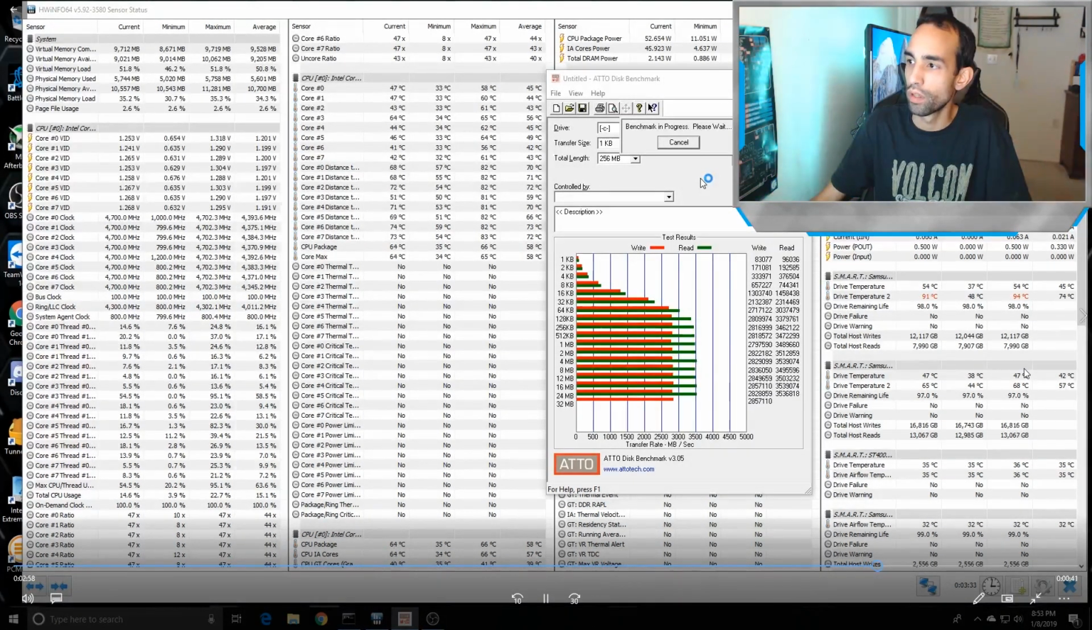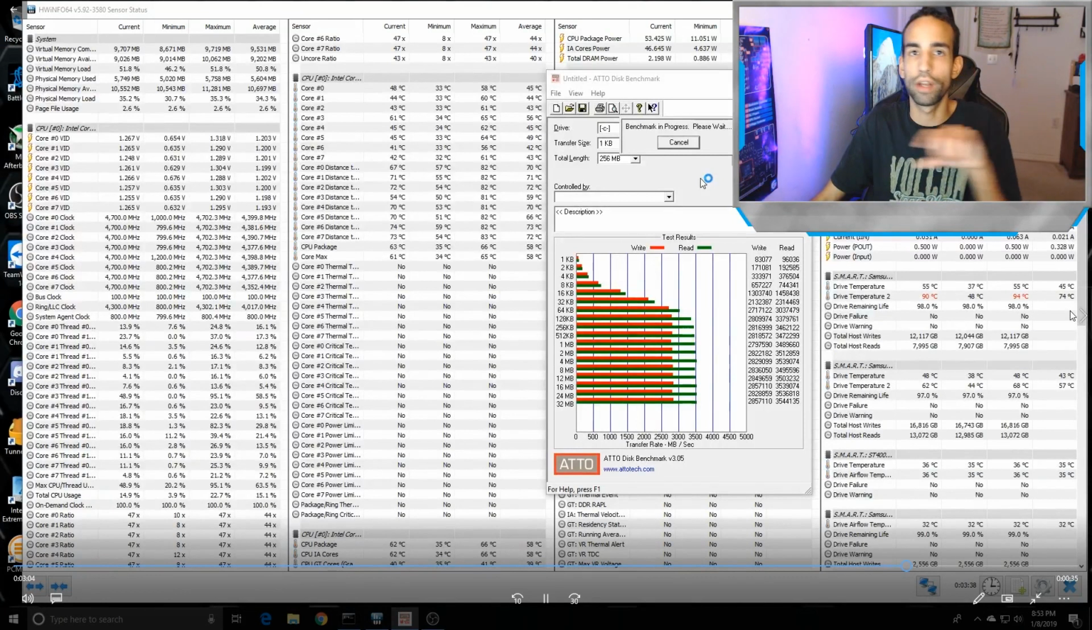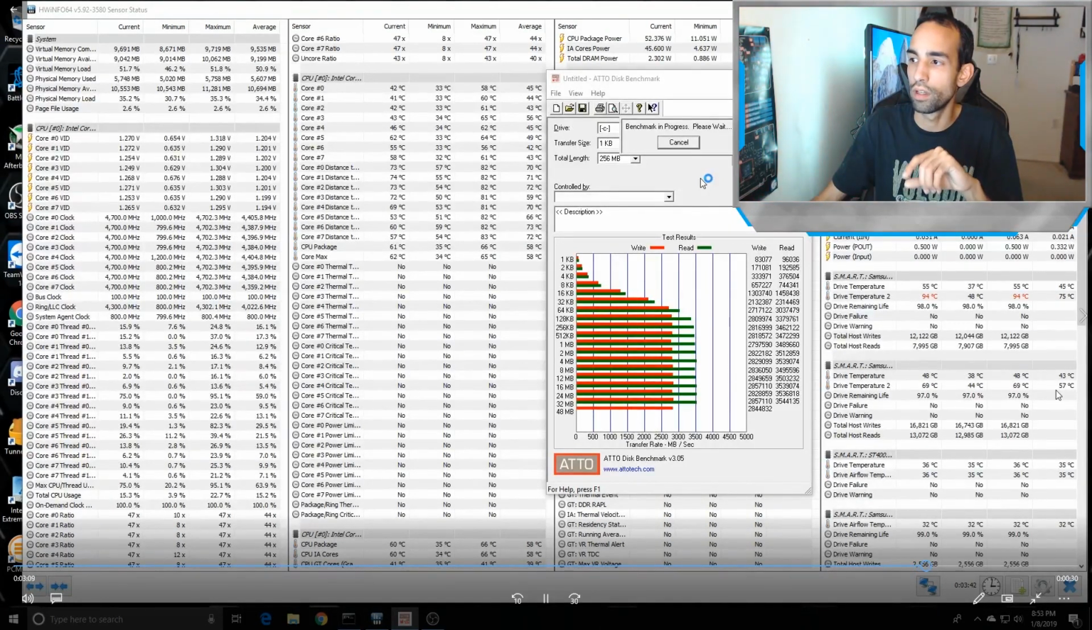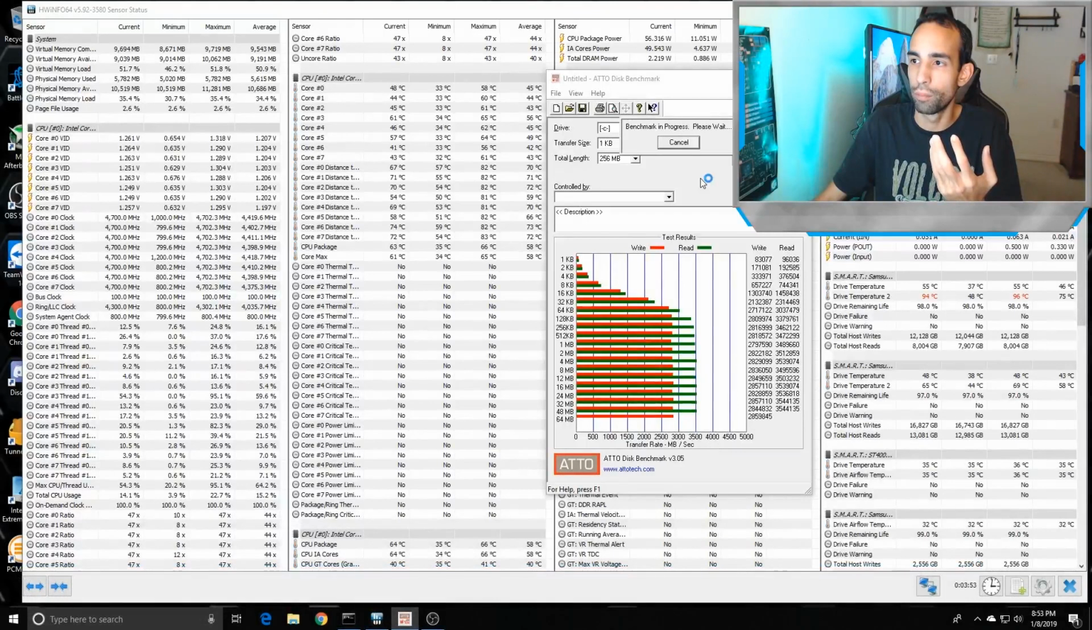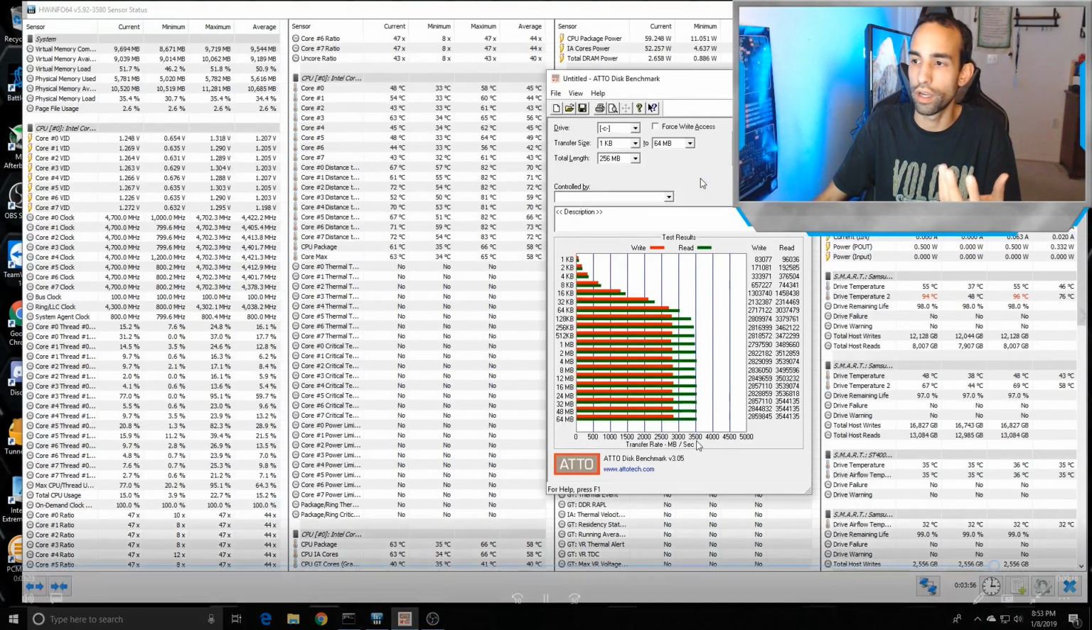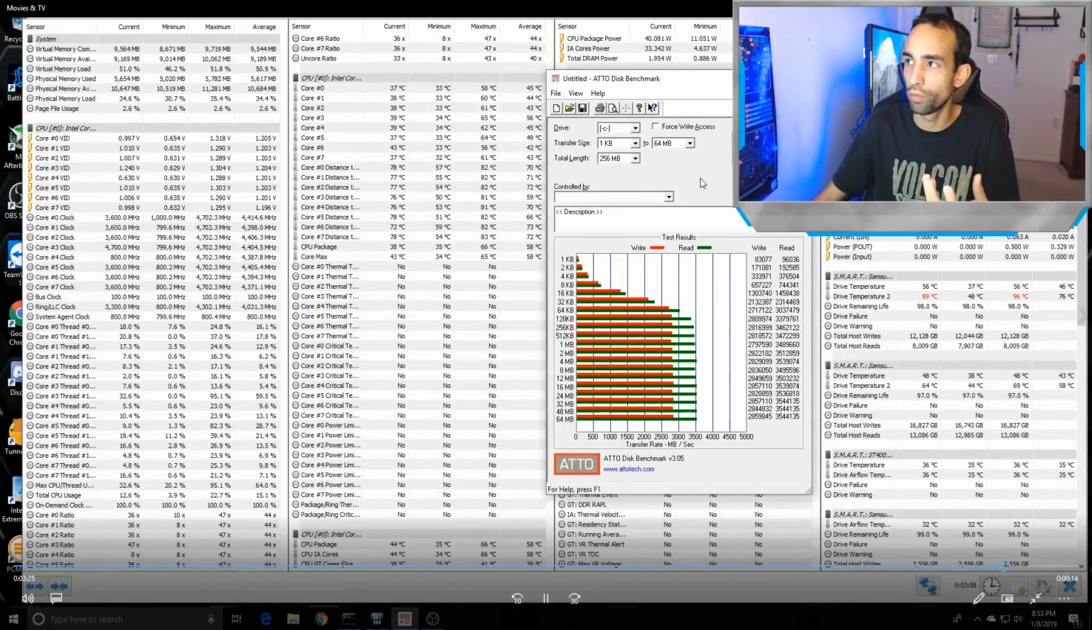93, 94. So we averaged, though, not just the peak, but we're averaging around 74C on the second M.2 without the heatsink versus the 57 with the ASRock stock heatsink that comes with the motherboard. Peak reads 3500, which is within spec, 3500, and then peak writes around 2900, 3000, which again is within spec.